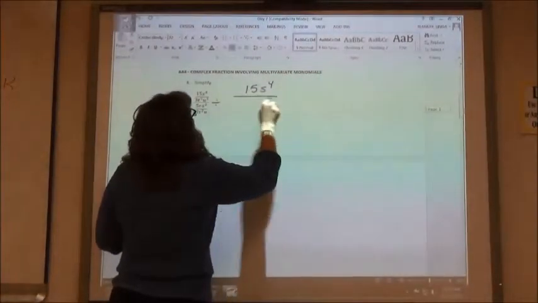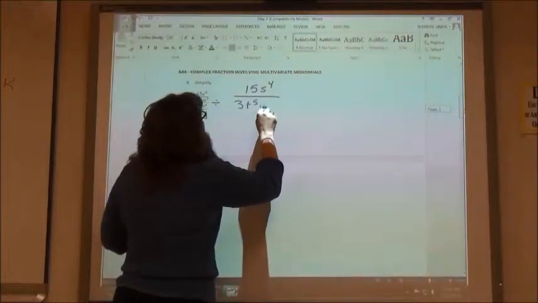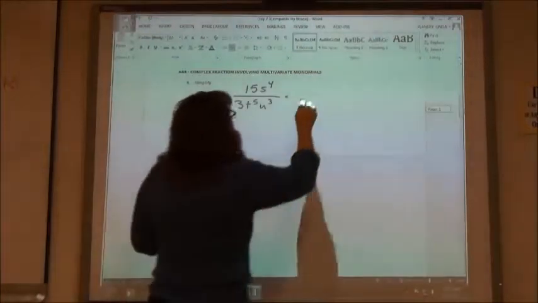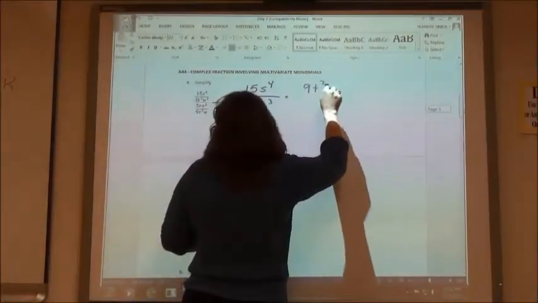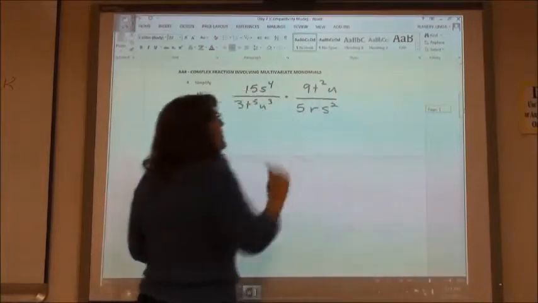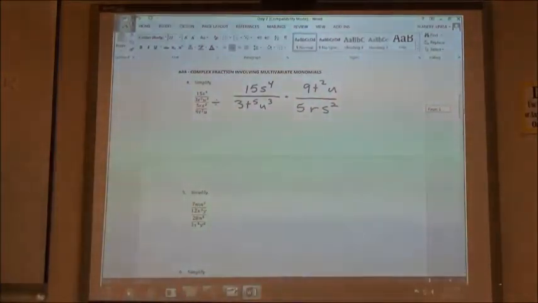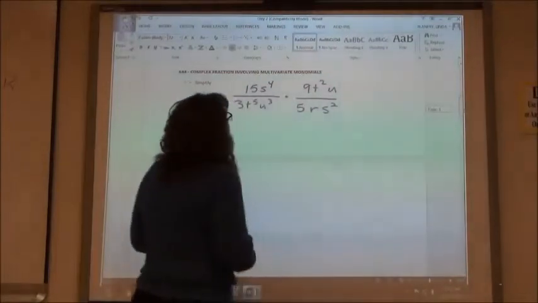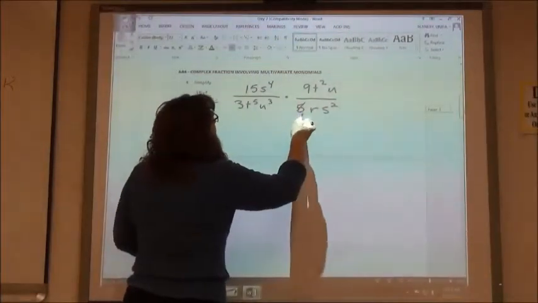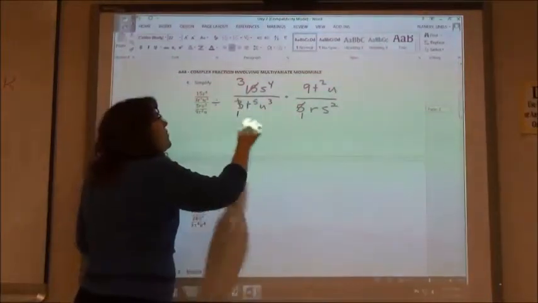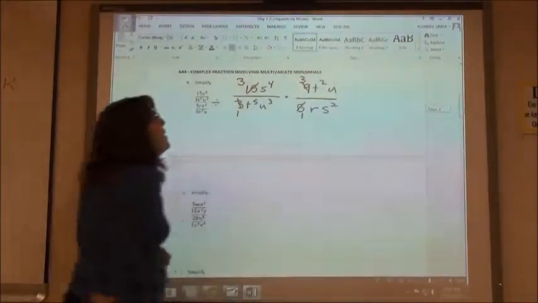15s to the 4th over 3t to the 5th u to the 3rd times the reciprocal of the bottom one. So 9t squared u over 5rs squared. Now it looks like those problems we were doing earlier, right? Just a little longer. I like to reduce my numbers, my coefficients first. 5 goes into 5 once and into 15 3 times. 3 goes into 3 once and into 9 3 times.